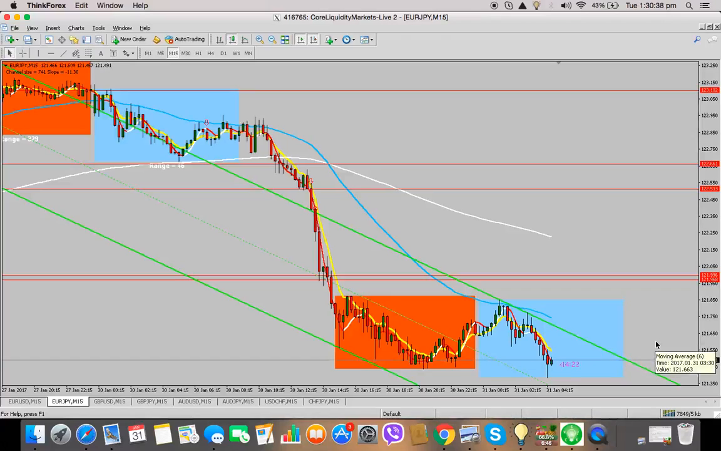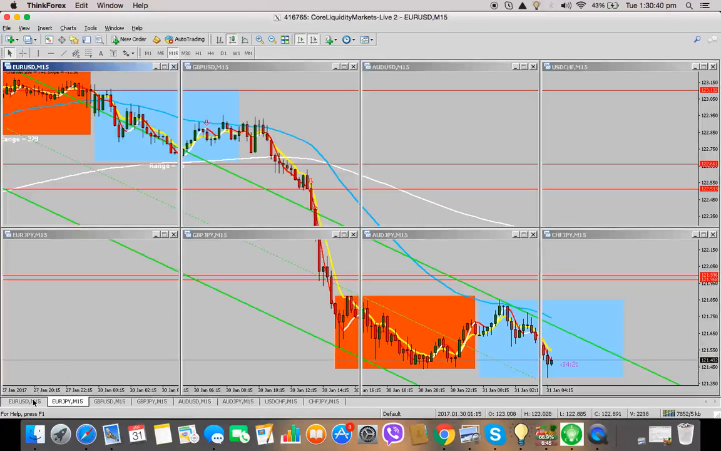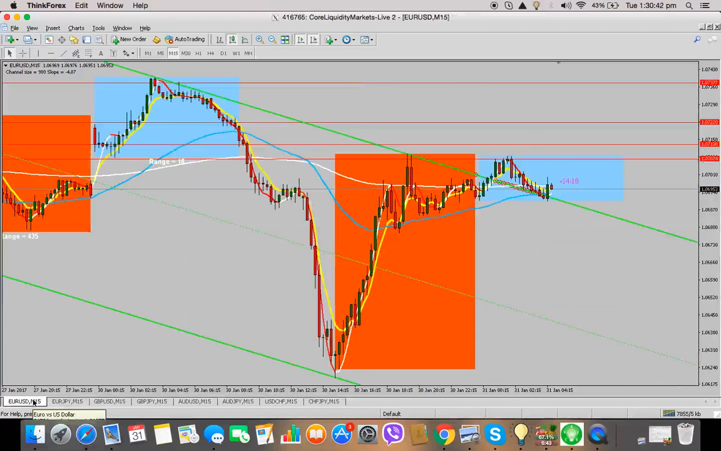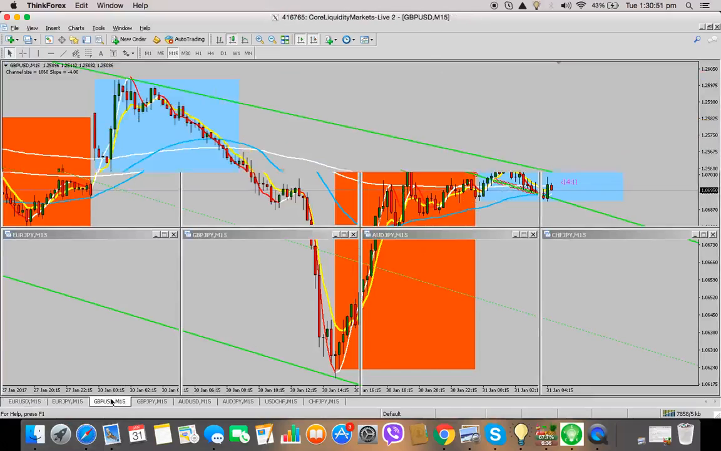All right, all the best. Actually, no, hold on a second. Before I say all the best, let's have a look at what the USD pairs are doing. Okay, these are all still in consolidation mode. They're good. That's what we're looking for.